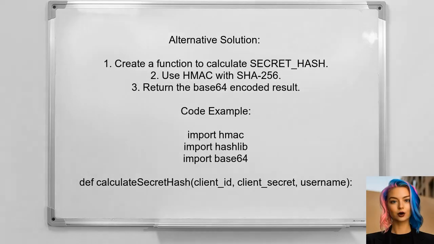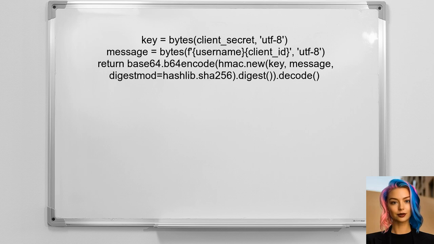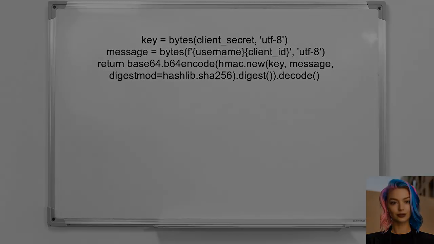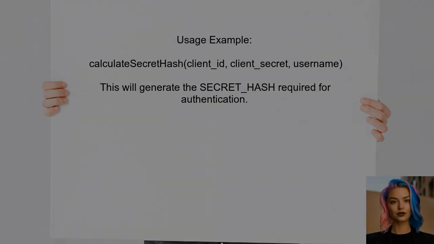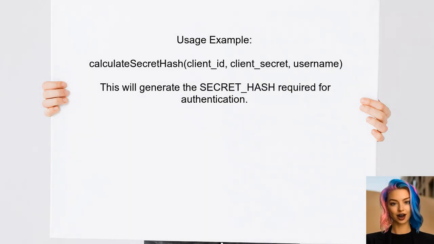An alternative solution provided by another user involves calculating the secret hash using HMAC. They suggest creating a function that takes the client ID, client secret, and username as inputs. To use this function, simply call it with your client ID, client secret, and username to get the secret hash needed for AWS Cognito.